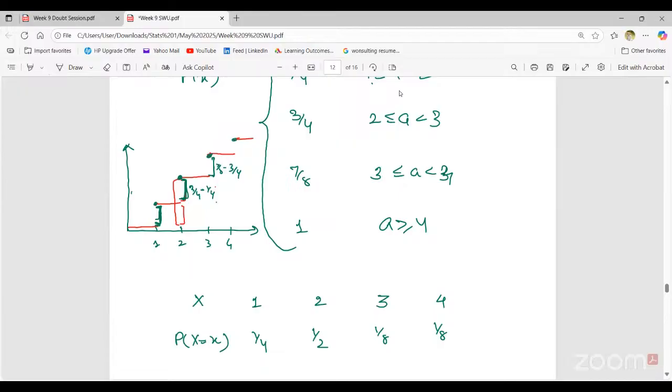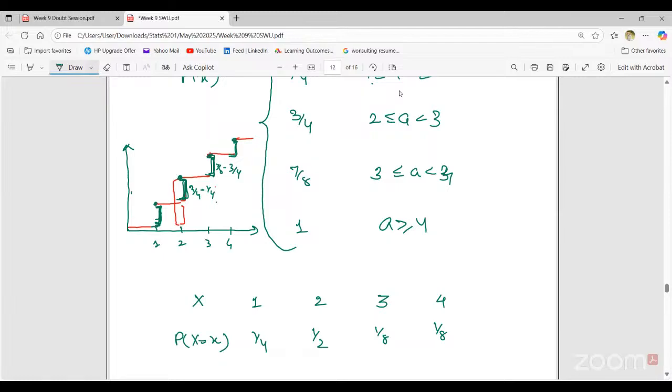Just make the graph, and the distance that you see here between these points, this is the PMF. You just have to calculate this distance. You got the whole point? Yes, ma'am. Is it fine?